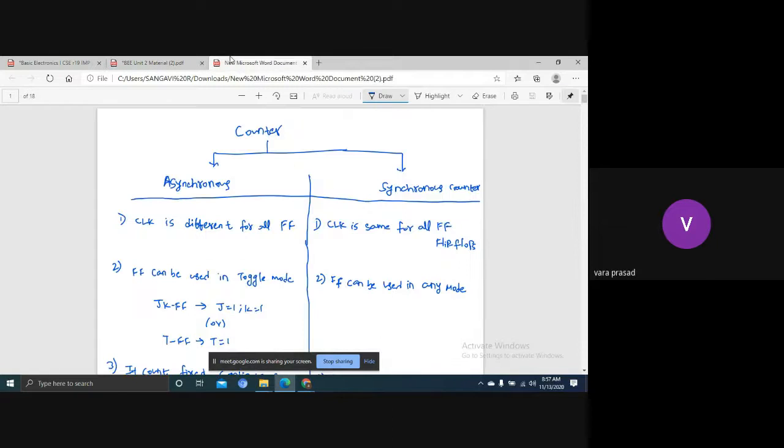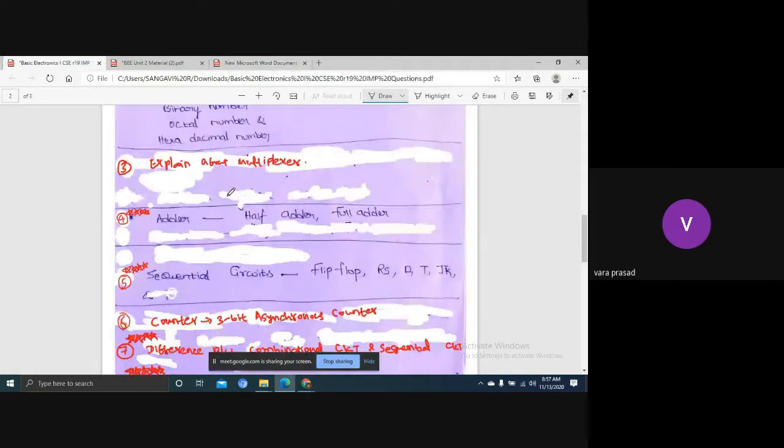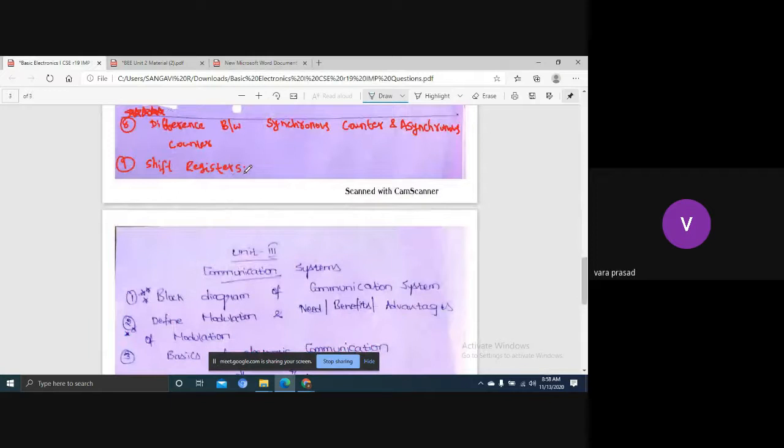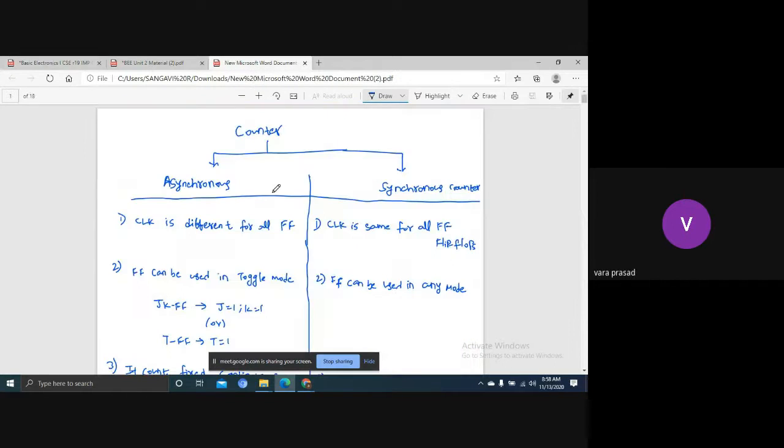Okay, the next and last one is shift registers.